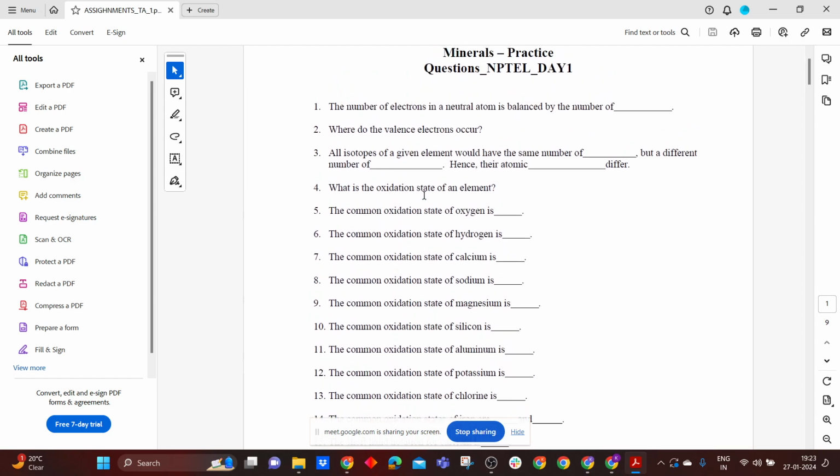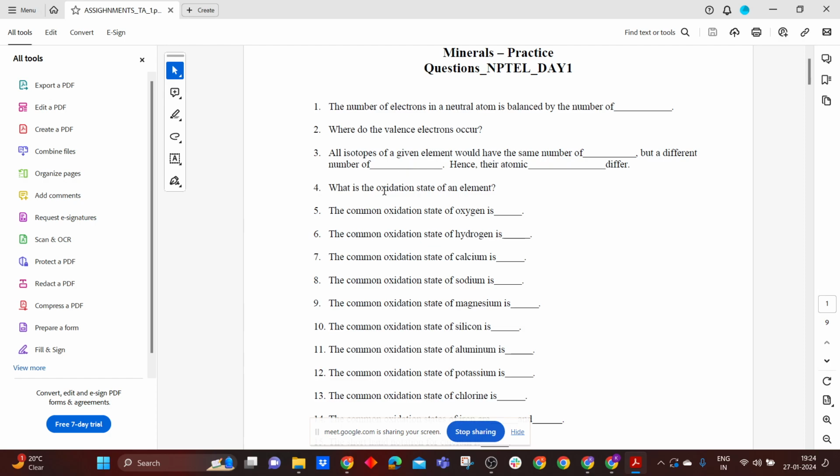Outermost shell, sir. Outermost shell, yes, very good. All isotopes of a given element would have the same number of... Proton, yes, but a different number of electrons and neutrons? No, not electron, it should be... Neutron and proton, sir? Neutron, and only neutron. To be specific, it would be only neutron.